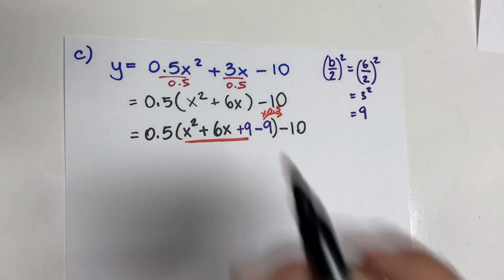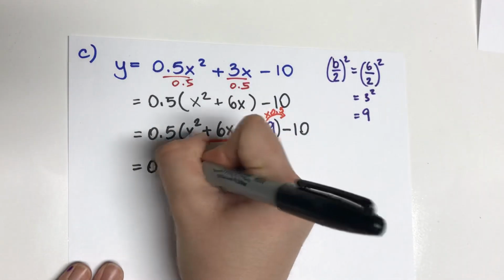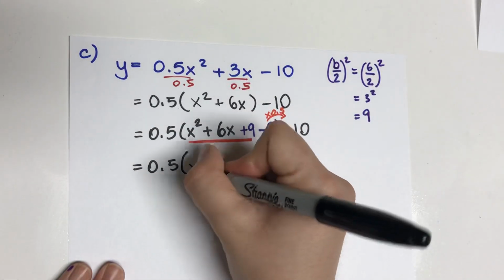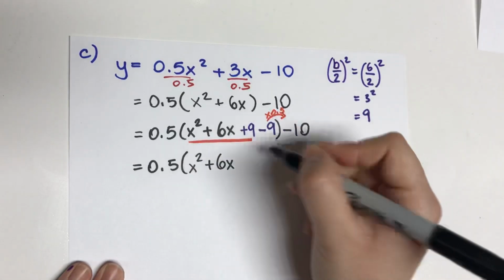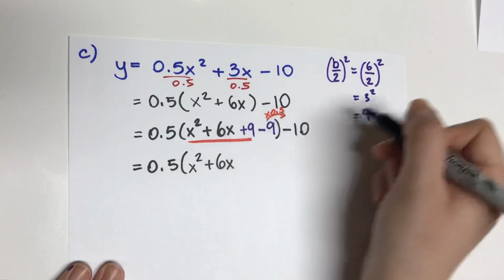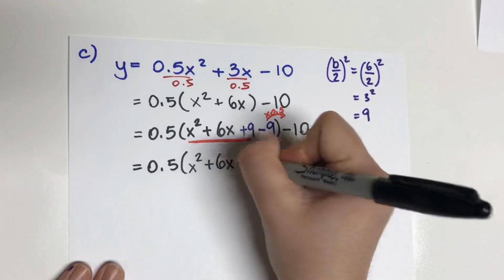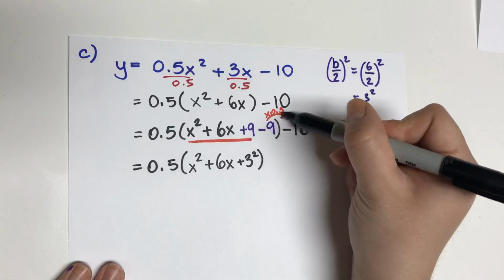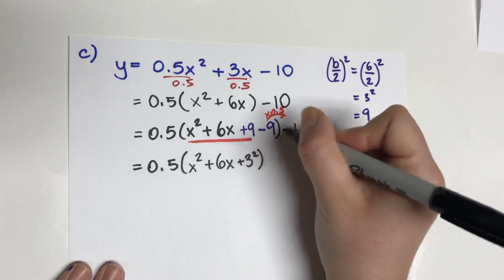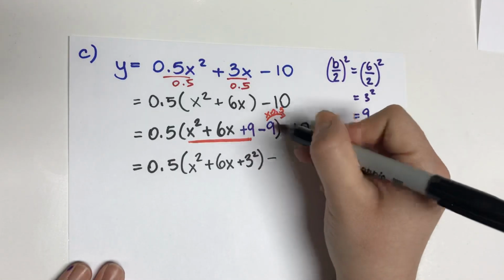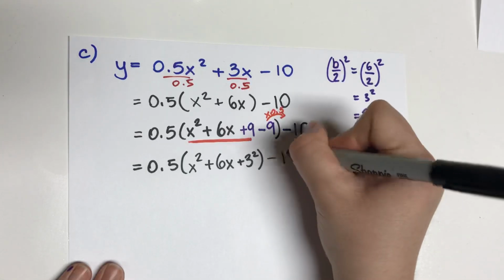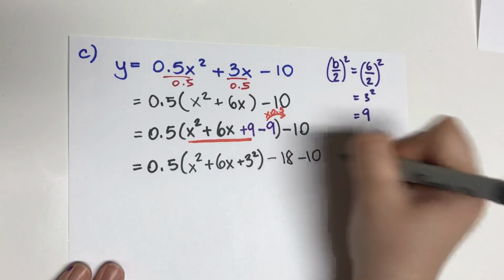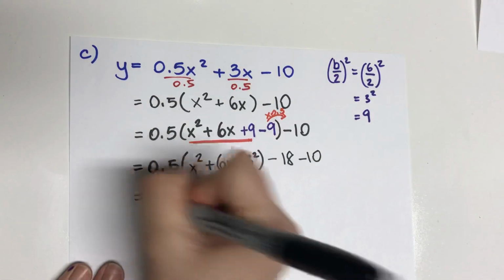So I'm going to copy everything the same way. And you can even do this in one step at this point. So I have x squared plus 6x. I can write 9 as a power. So 9 is the same as 3 squared. Negative 9 times 0.5 is, so negative times positive is negative. 9 times 0.5 is 4.5, so negative 4.5? Negative 18 minus 10. And then you can do this in one step.